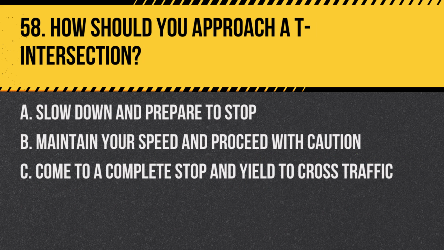Question 58. How should you approach a T intersection? A. Slow down and prepare to stop. B. Maintain your speed and proceed with caution. C. Come to a complete stop and yield to cross traffic. Answer: C. Come to a complete stop and yield to cross traffic. When approaching a T intersection, you should come to a complete stop if necessary, yield to cross traffic, and proceed only when it is safe to do so.